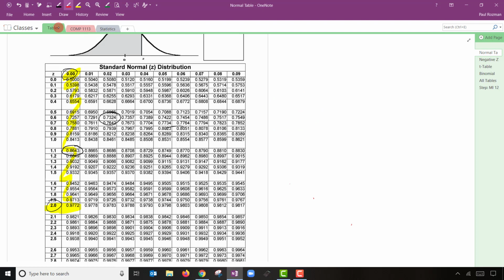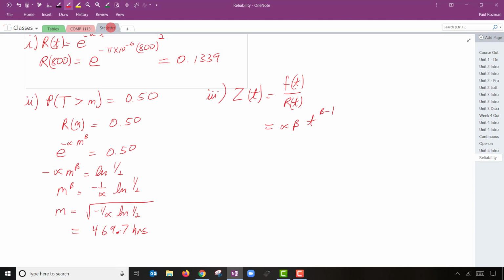So check out your formula sheet. I don't know if I have a formula sheet already loaded up here. I don't. Well, at one point I posted a large formula sheet for you, so take a look at that and you'll see this formula on there. We want Z of 800 hours, so just plug in 800 for t. We said our failure rate was going to be increasing.